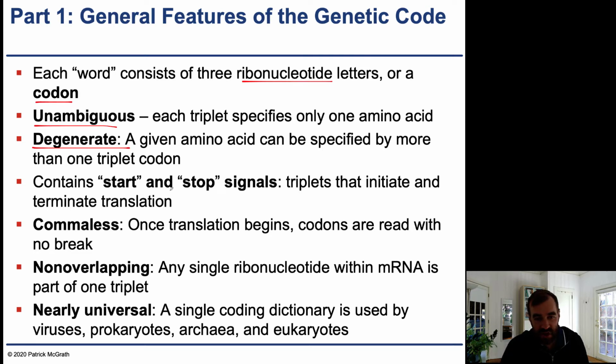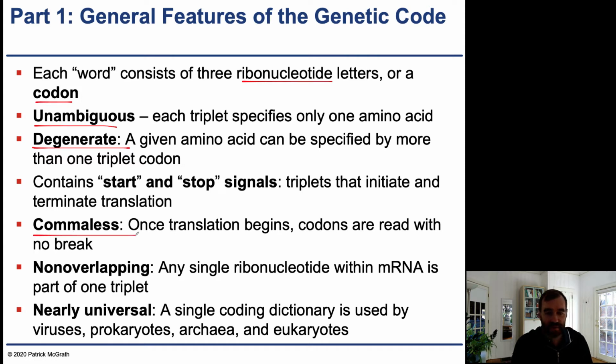It contains start and stop signals. So part of the genetic code is to indicate this is where the start of the protein is. The stop signal indicates this is the stop of the protein. So an mRNA is actually larger than the protein that is produced. That's because there are parts of the mRNA that are before the start codon, and parts of the mRNA that are after the stop codon. Those don't actually get incorporated into the protein.